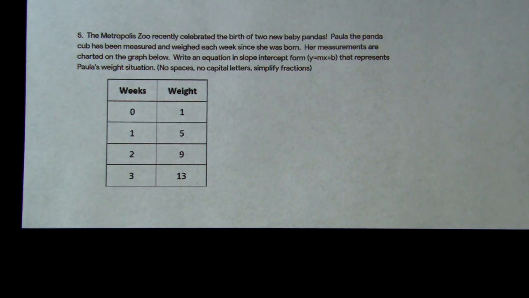All right, number 5. The Metropolis Zoo, I wonder if Superman's there, recently celebrated the birth of 2 baby pandas. Woo! Paula the panda cub has been measured and weighed each week since she was born. Her measurements are charted in the graph below. Write an equation in slope-intercept form, y equals mx plus b, that represents Paula's weight situation.